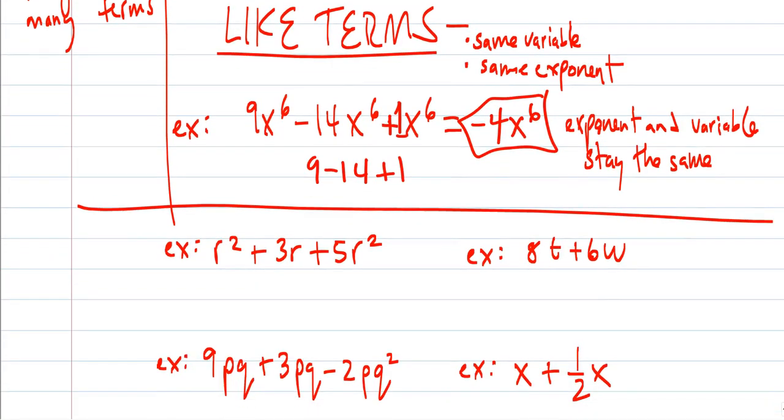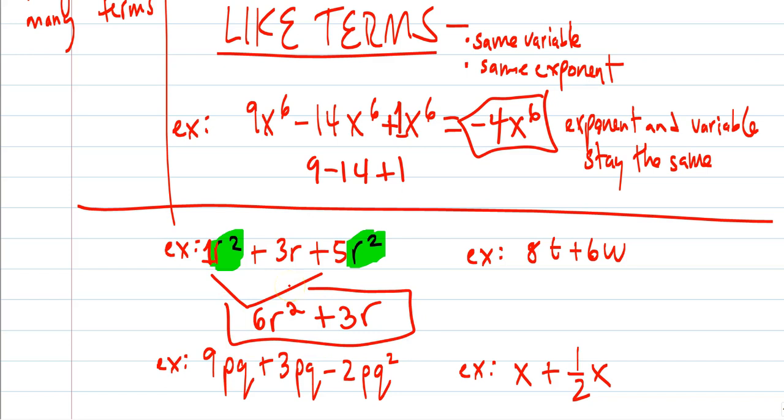R squared plus 3r plus 5r squared. What are my like terms here? Well, same exponent, same power. This one has the exponent, but not the power. So it is not a like term. The r squared and 5r squared would combine to give us 6r squared. Remember, if there's no number, it's a 1 here. Plus 3r, and that would be completely simplified.